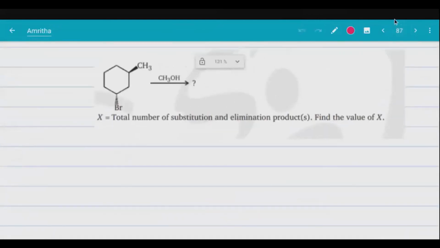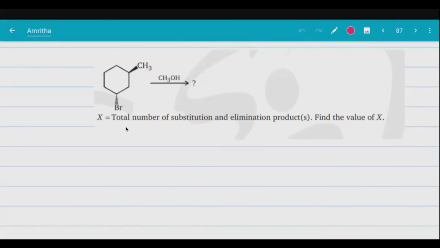Number of products. Here, there are missing products we identified. We have done substitution. We have done elimination. You have solved all these questions in different models, right? So now you should be able to solve any question from SN1 or E1, E2, or SN2, or substitution versus elimination.